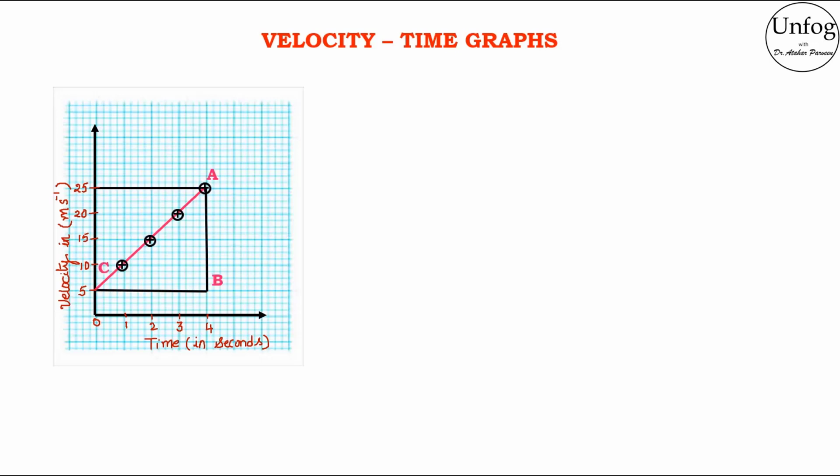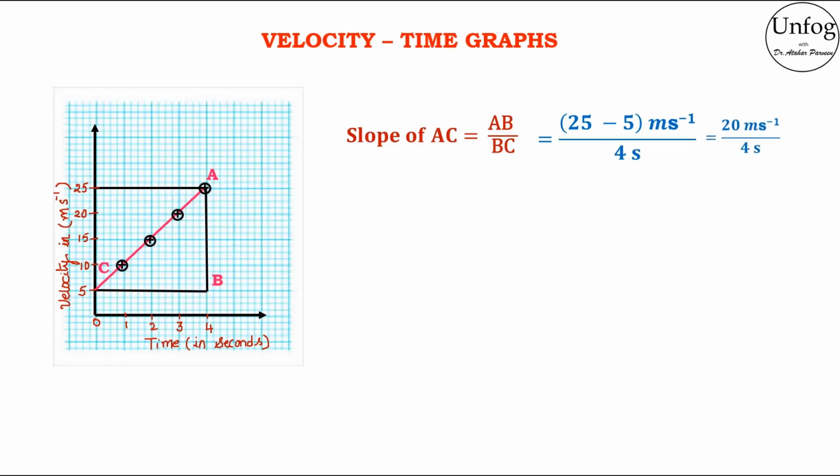Here, slope of AC is equal to velocity upon time, which is equal to AB upon BC in this graph. And we have AB equal to 25 minus 5 meters per second, and BC is on the time axis, which is 4 seconds. Therefore, we can have the slope of AC equal to 20 meters per second by 4 seconds, but this is acceleration. Therefore, acceleration is 5 meters per second square.